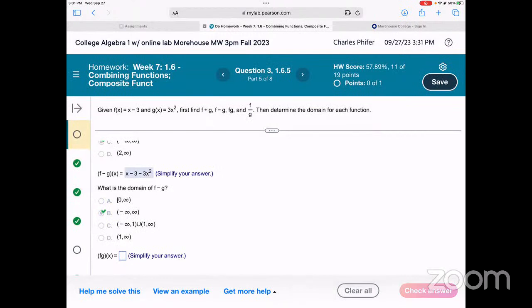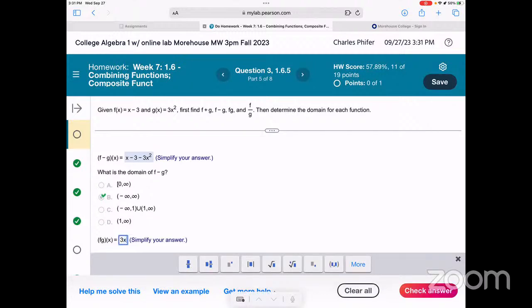F times g. So we need to distribute that 3x squared. We're going to get 3x to the power of 3 minus 9x squared. Okay, let's go with this.